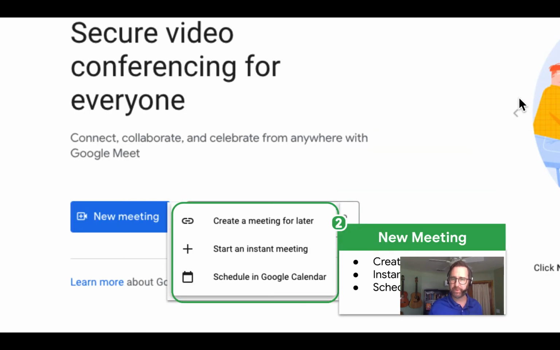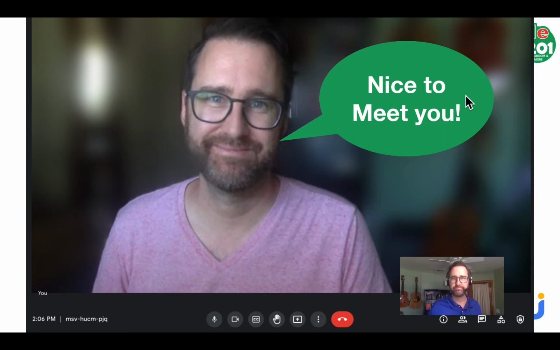Now if you click on new meeting, you have a few options. You can create a meeting for later. You can start an instant meeting right now or schedule one in Google Calendar. But I'm going to go ahead and click Start an Instant Meeting.